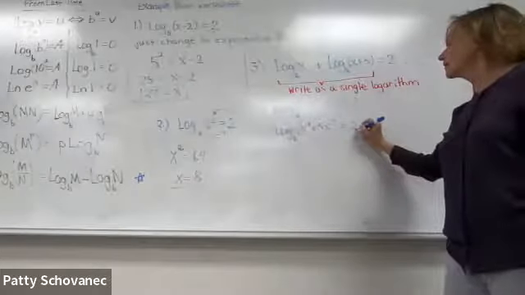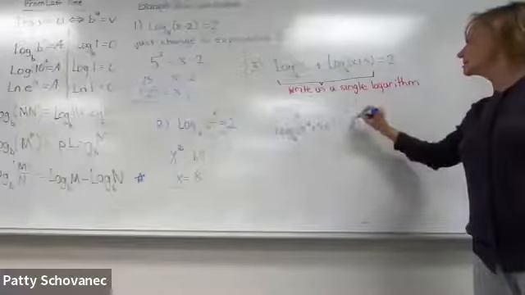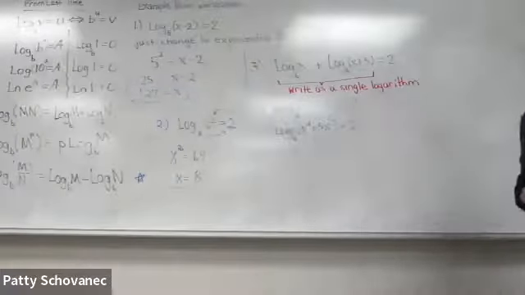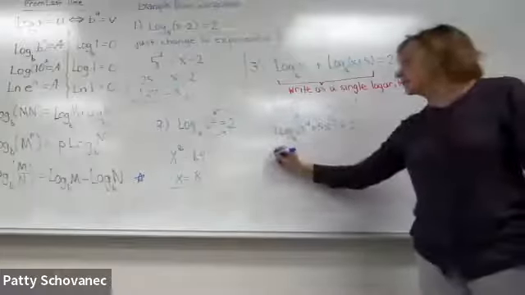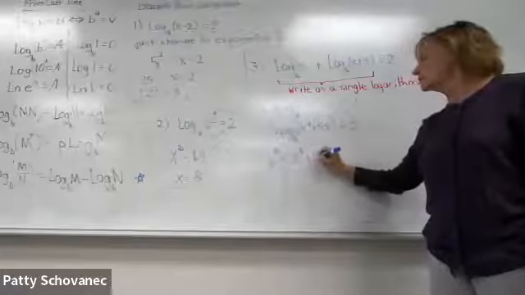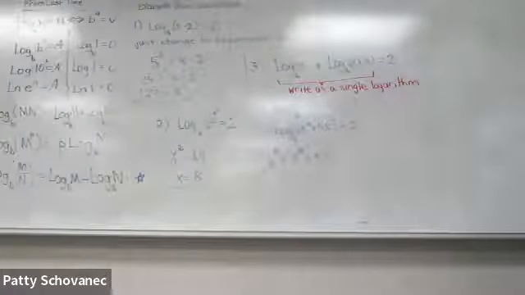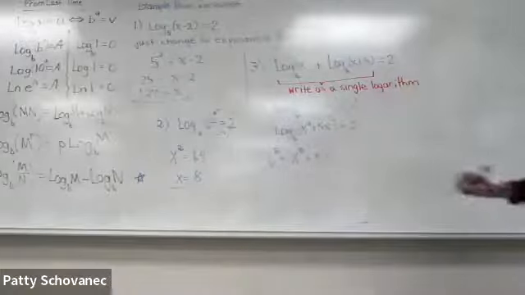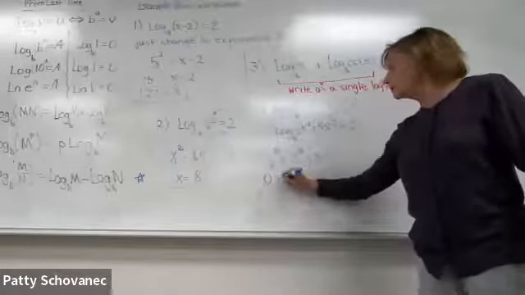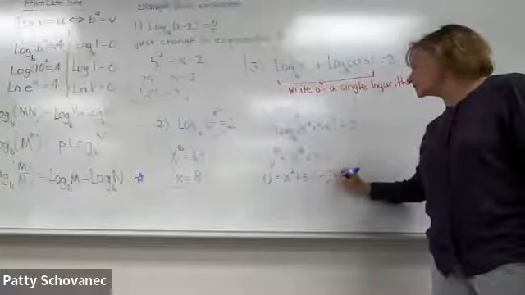Now we do what we did a second ago. Base raised to the right-hand side is equal to the argument of the logarithm. 6 squared is x squared plus 5x. Since that's a second degree equation, I'm going to get a 0 on one side and try to factor. So I'm going to take that 6 squared, write it as 36, and then subtract it from both sides. And I get 0 is x squared plus 5x minus 36.